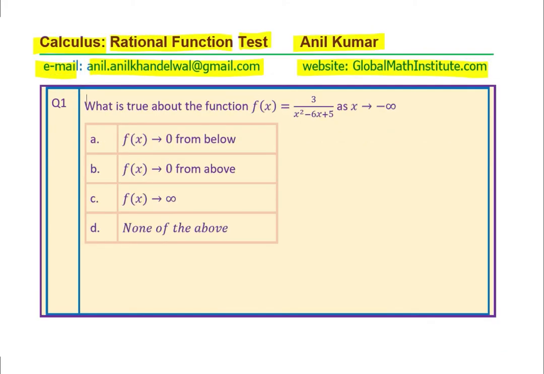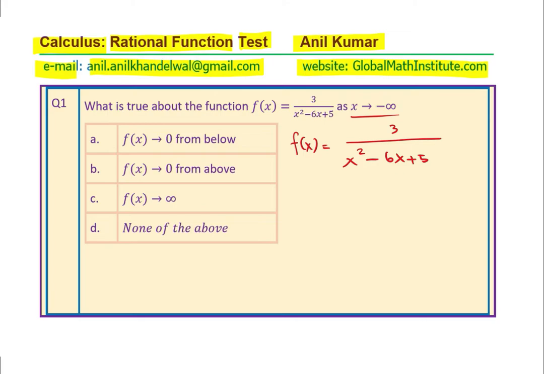Now, let us look into the solution of these questions one by one. Here is question number 1. You can always pause the video and answer these questions. What is true about the function f of x equals 3 over x squared minus 6x plus 5 as x approaches minus infinity? It means what?